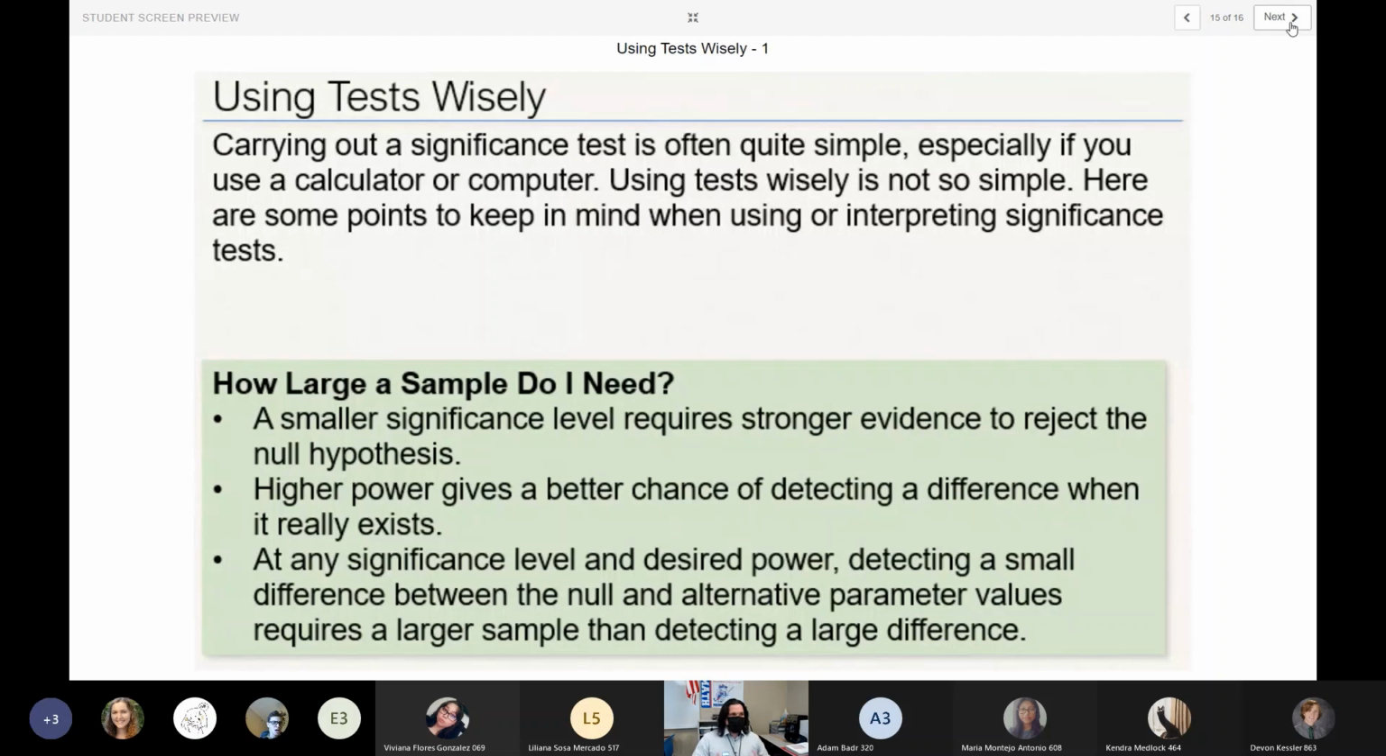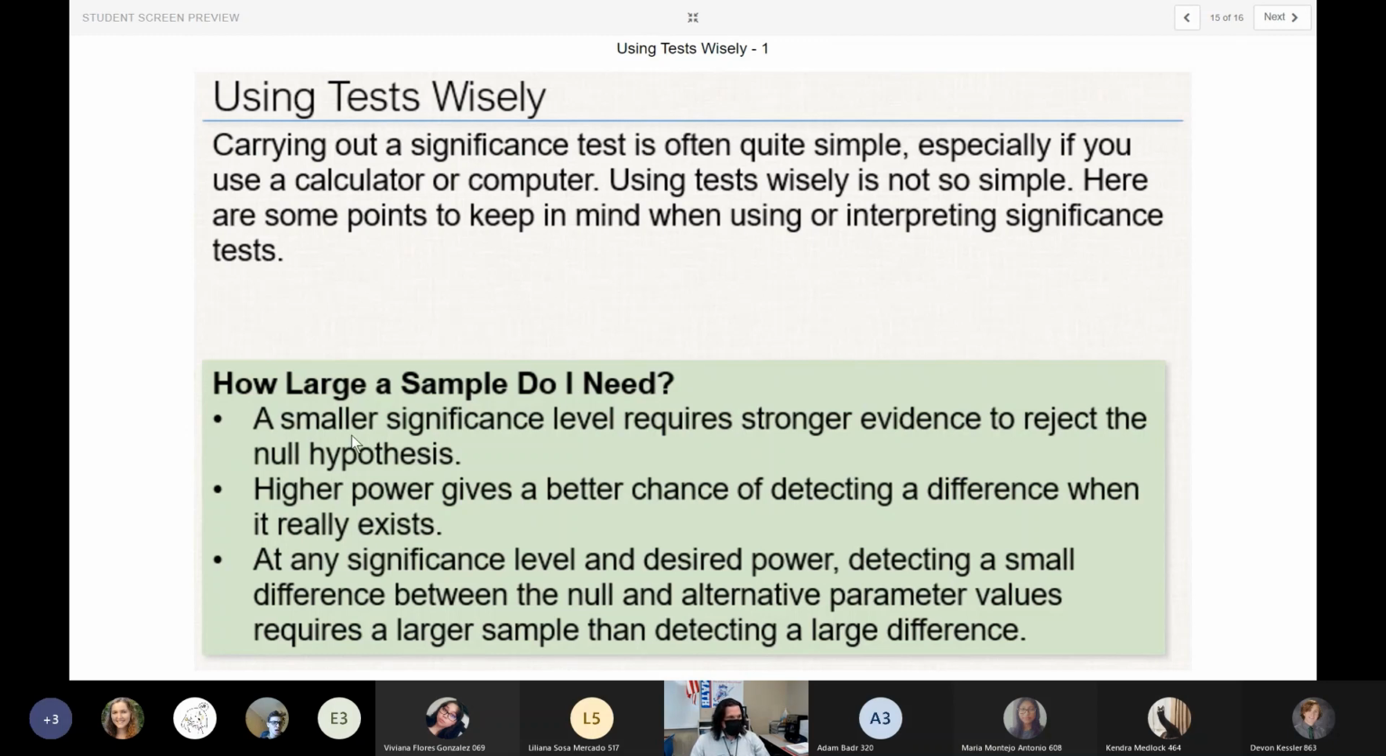So then we get into using tests wisely, and this comes up over and over again with different things that we look at. So carrying out a significance test is often quite simple, especially if you use a calculator or computer. Using tests wisely is not so simple. Here are some points to keep in mind when using or interpreting significance tests.